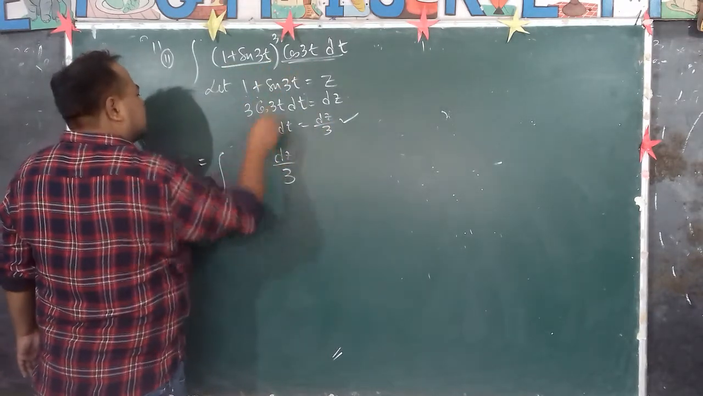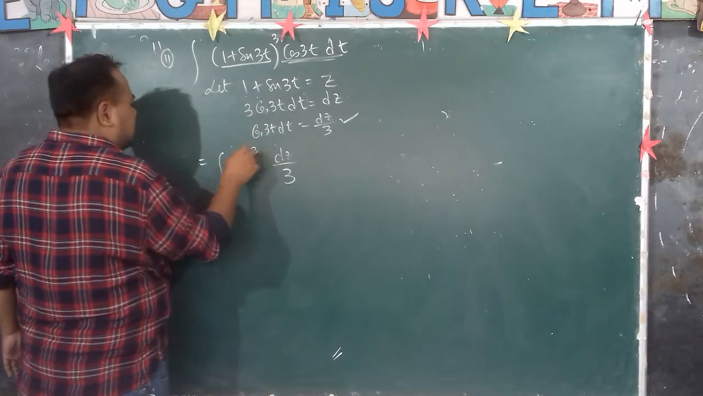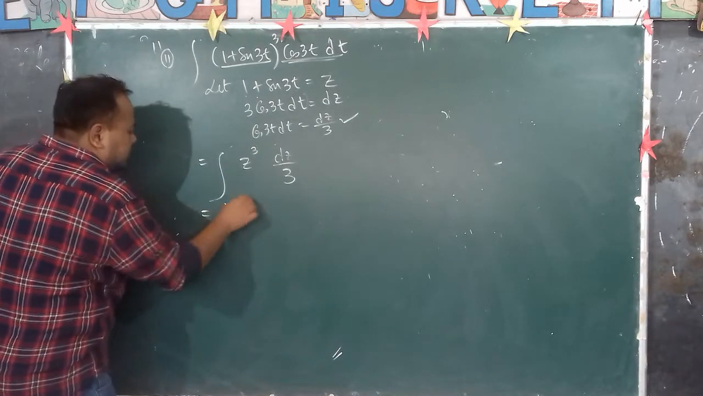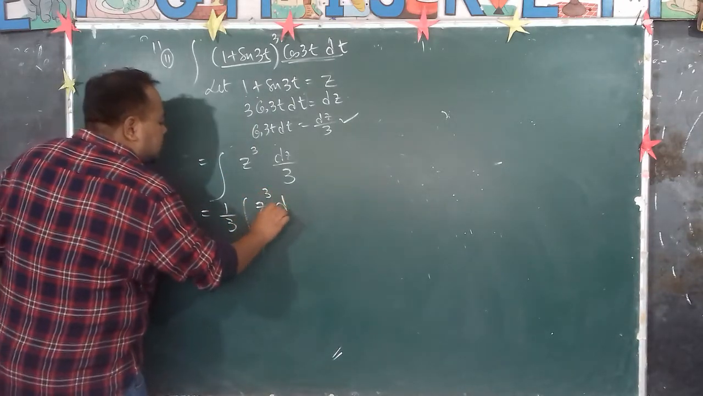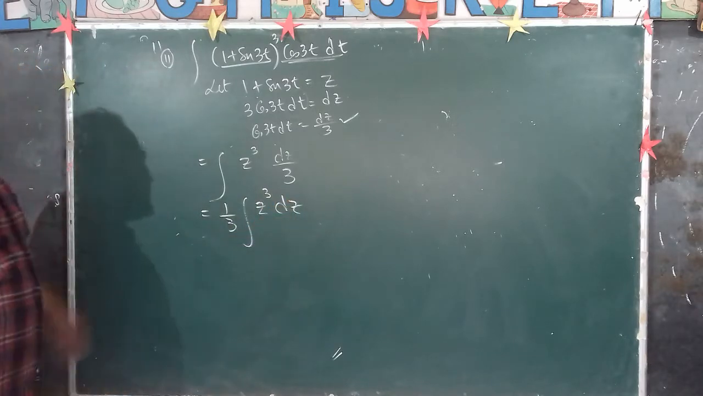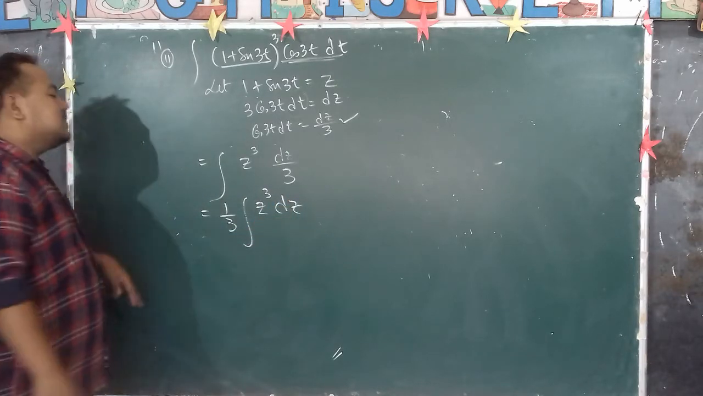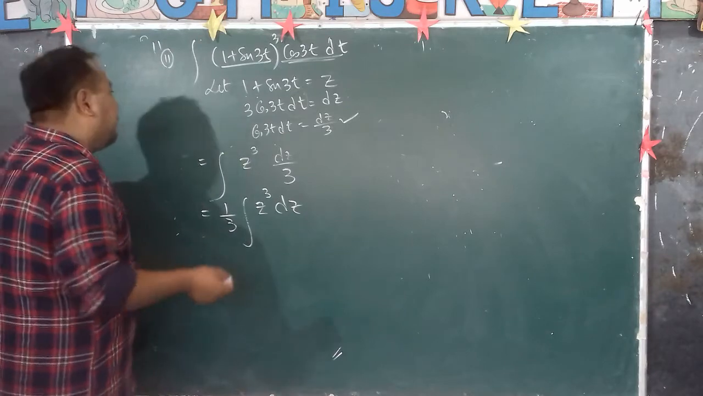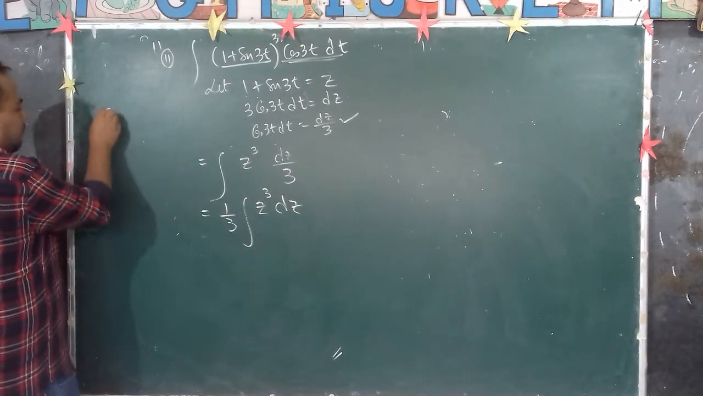And what is 1 plus sine 3t? It is z to the power 3. So one observation which you can make out here is, the moment we use substitution, meaning change x to z, automatically the question gets reduced to standard form. And haven't you seen this formula?